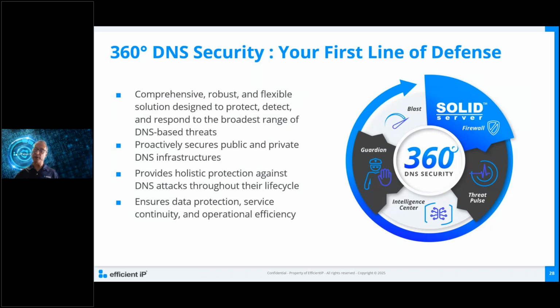Last slide to bring it home. EfficientIP's 360-degree DNS security solution provides end-to-end protection for DNS infrastructure across every phase of the threat lifecycle. It combines proactive defense, intelligent detection, and automated response to ensure data protection and service continuity, and of course, operational efficiency across both public and private DNS environments. The 360 model illustrates how these capabilities work together within the product suite.